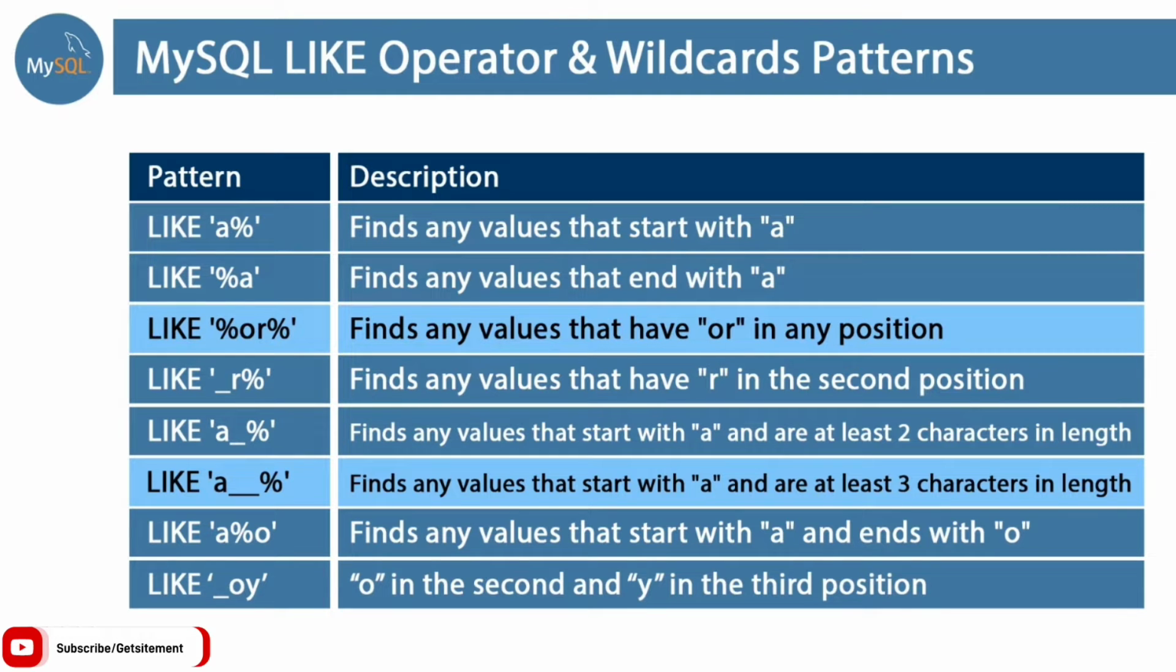And if we type 'a_%', it finds any values that start with a and are at least 2 characters in length. But if I use 'a__%', it finds any values that start with a and are at least 3 characters in length. Just remember, underscore means 1 character and percentage means any characters, could be 1 character or multiple characters. And if we type 'a%o', it finds any values that start with a and end with o. And if we type '_oy', it's going to find those words where o is in the second and y in the third position.